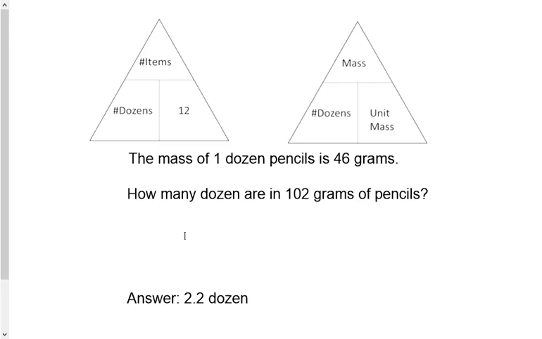And lastly, what if we want to know how many dozens are in a particular mass? Well, I'll X out dozens here because that's what I want to know. And it says take the mass divided by the unit mass. So then I'll take 102 and I'll divide that by 46. And the answer comes out as 2.2. And again, I'll write that as 2.2 dozen.